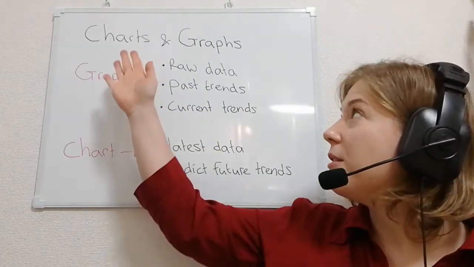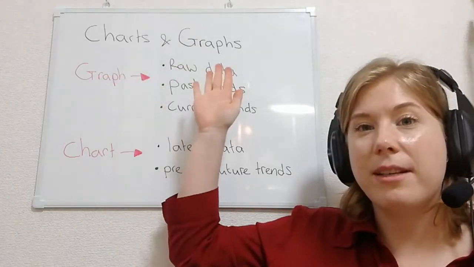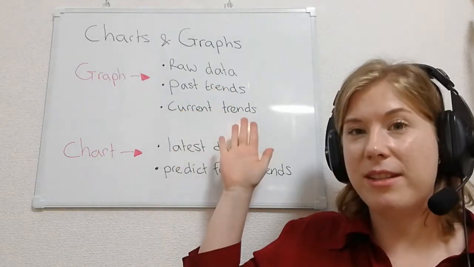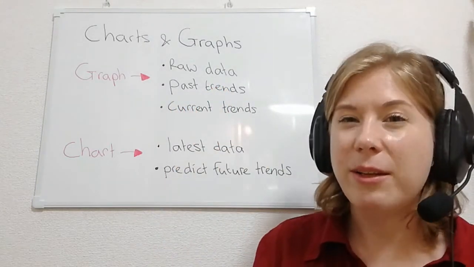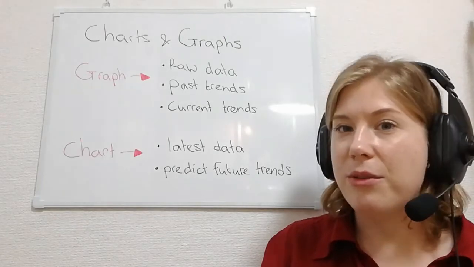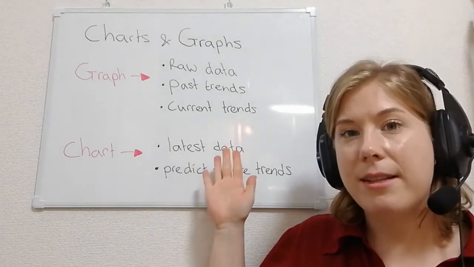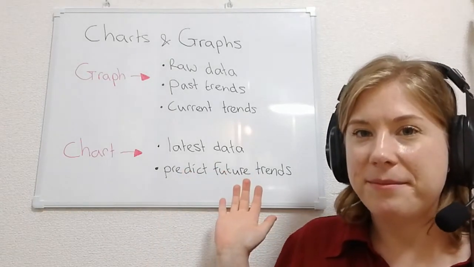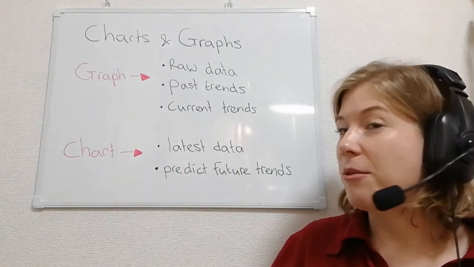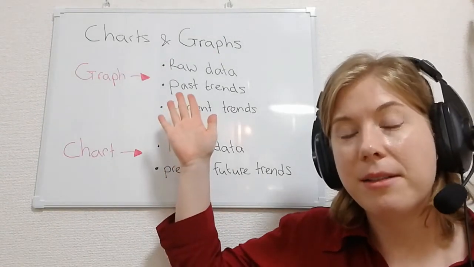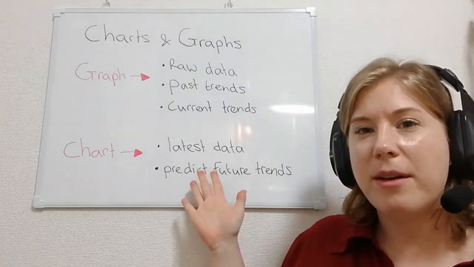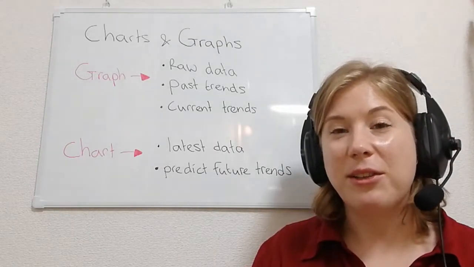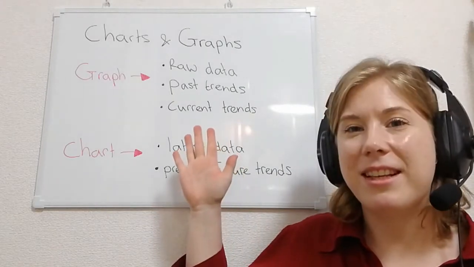Graphs are used usually to show raw data or past trends and current trends. Charts are a little bit different. They are usually used to show the latest data or to predict what the future trends might be. So graphs are good for looking at the past, and charts are a little bit better for looking at the future. Let's have a more detailed look at graphs in this lesson.